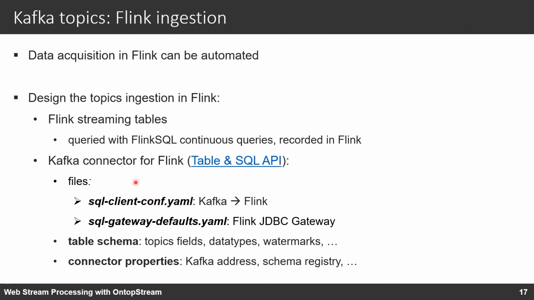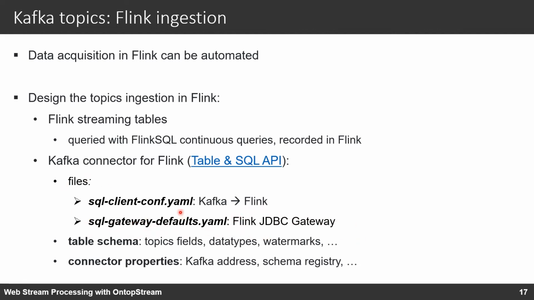So what we need to do is to specify the ingestion process in a specific file, the sequenceclank.yaml file, which contains all the information to translate the data from, for example, a Kafka topic to our Flink dynamic table here. And of course, then we will need also another file to expose our Flink data to Ontop Stream, but this we will see later on.